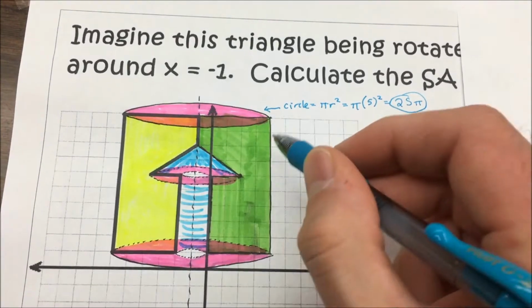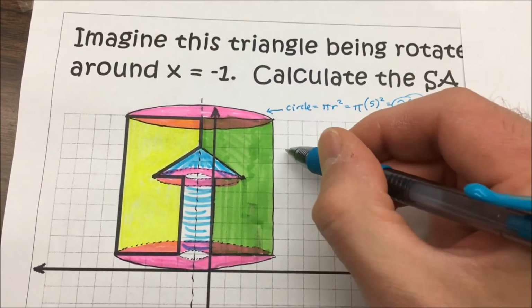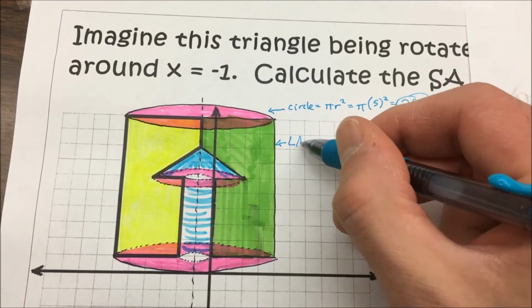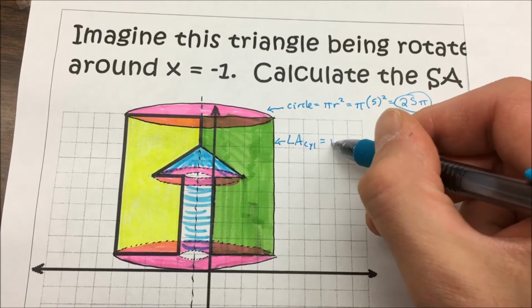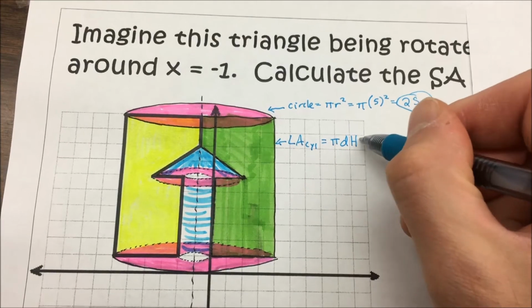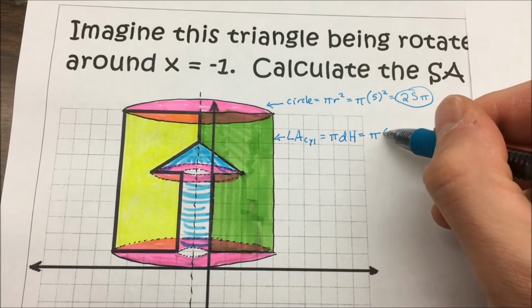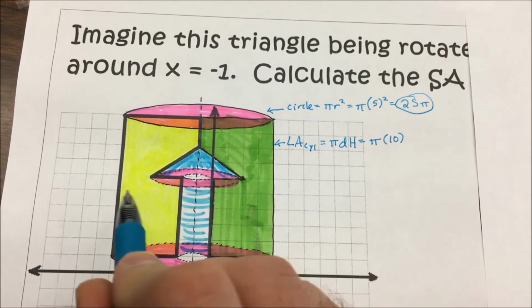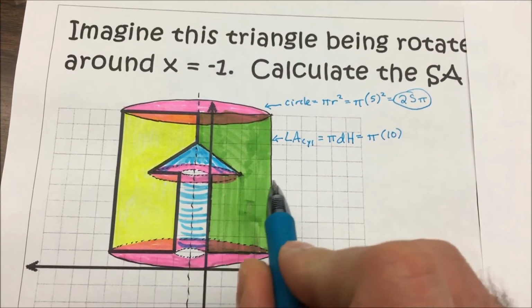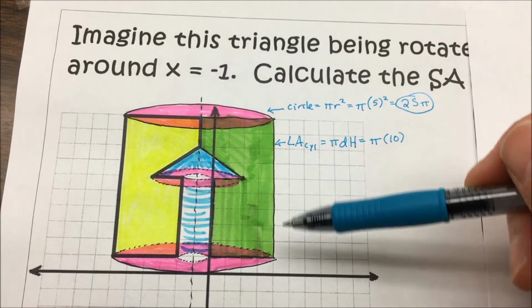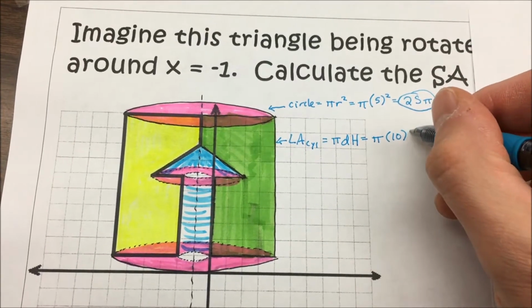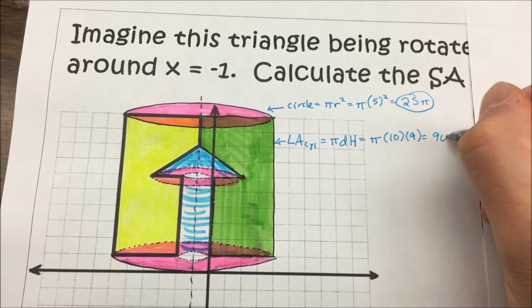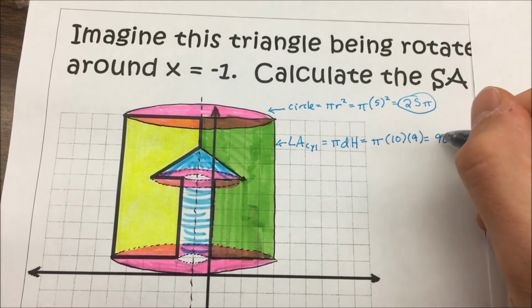Now I'm going to go for the outside of the cylinder here, the whole lateral area. And the lateral area of a cylinder is pi d h. Now the diameter is 10 across the whole thing. So even though there's some hole stuff going on in here, we're going all the way across. And the height is 9. So that gives me 90 pi of surface area to work with.